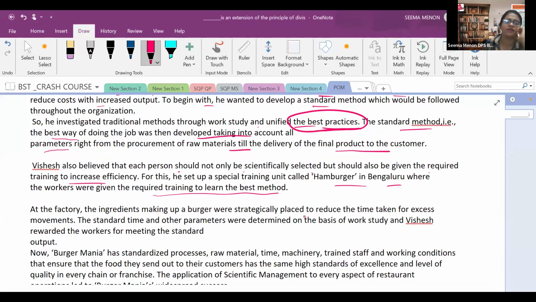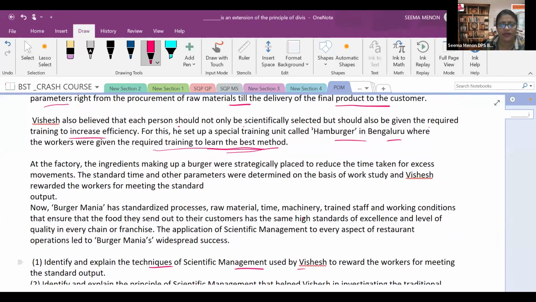Best method means, again, we should understand. The question is: identify and explain the technique of scientific management. I taught you two techniques, functional foremanship and work study. In work study, we discussed the 4 points: method study, motion study, then time study, then fatigue study.